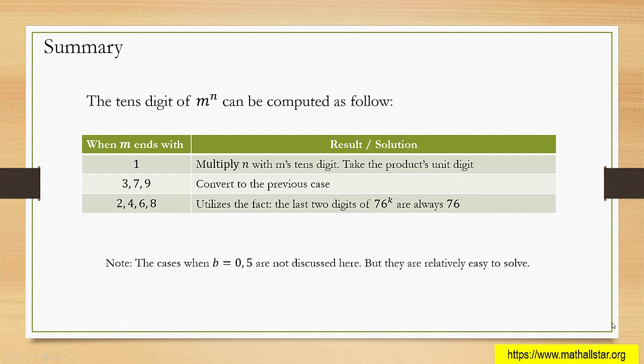We haven't talked about the cases when the last digit is 0 or 5. They are not covered in today's lesson because these two cases are relatively easy to solve. They usually do not require any special techniques. Before we continue on to examples, please take a moment to review the summary. You may pause the video and take some notes.